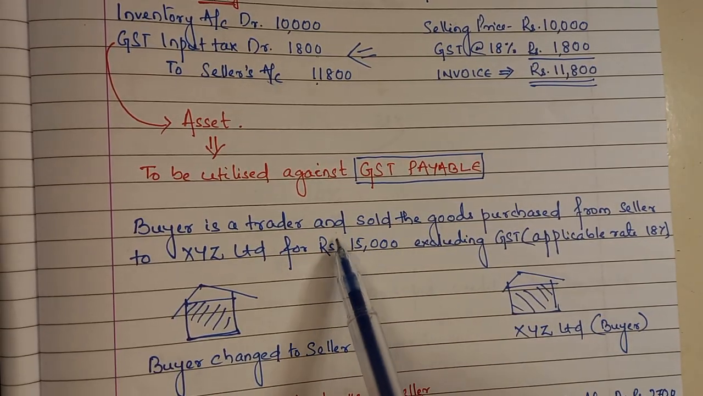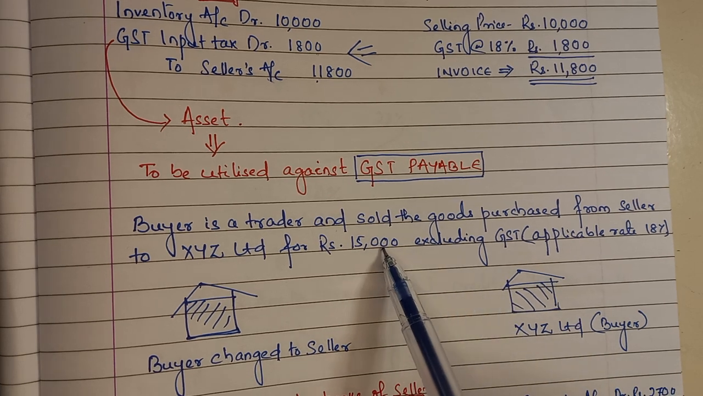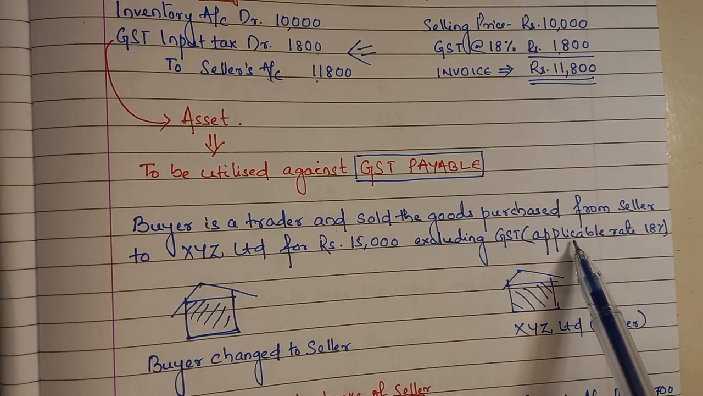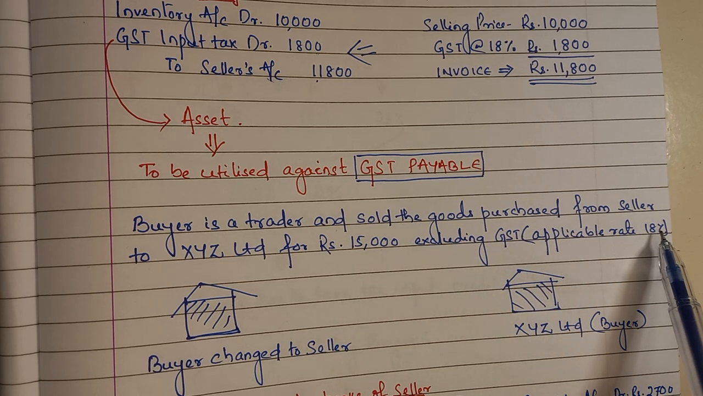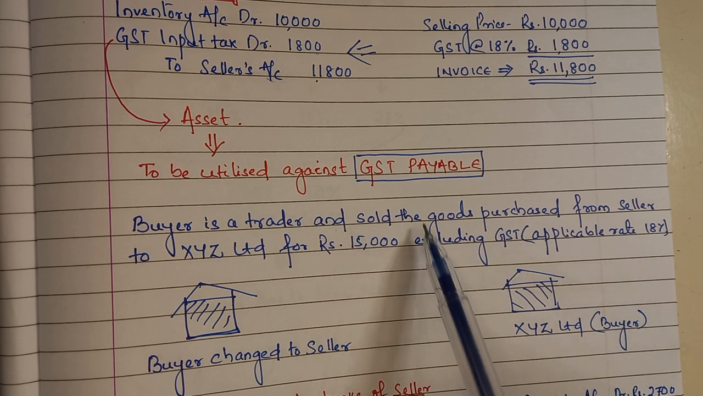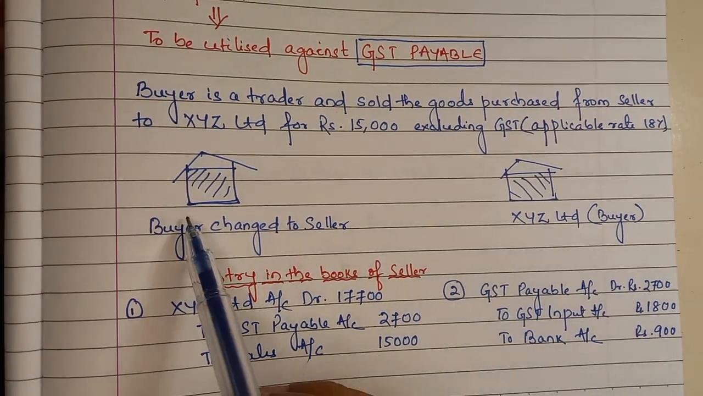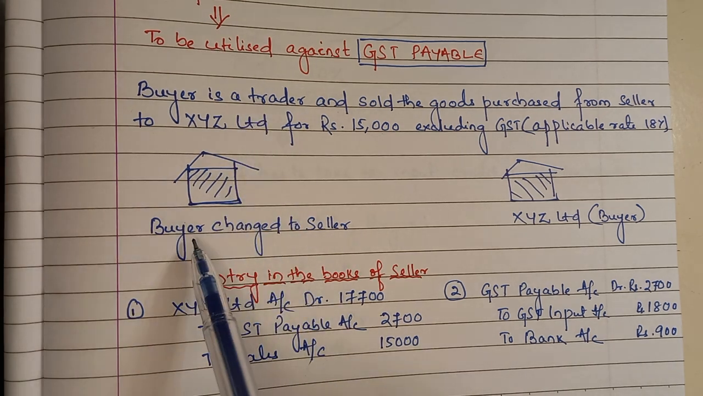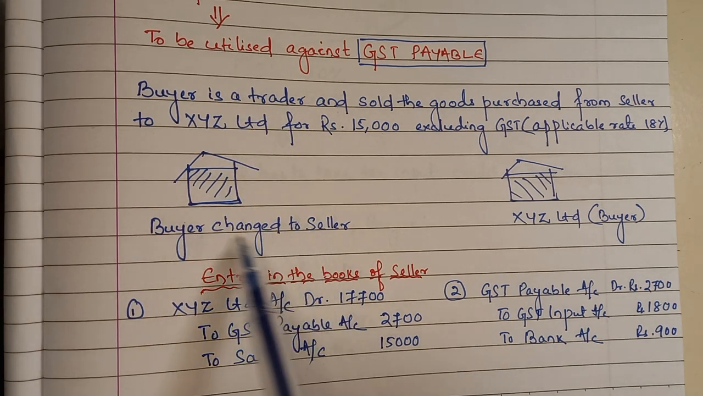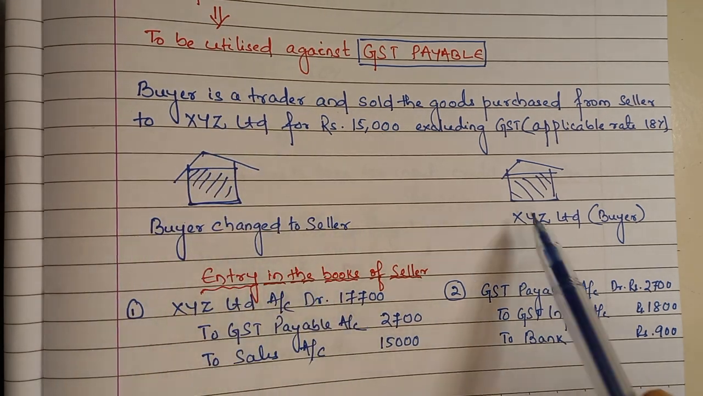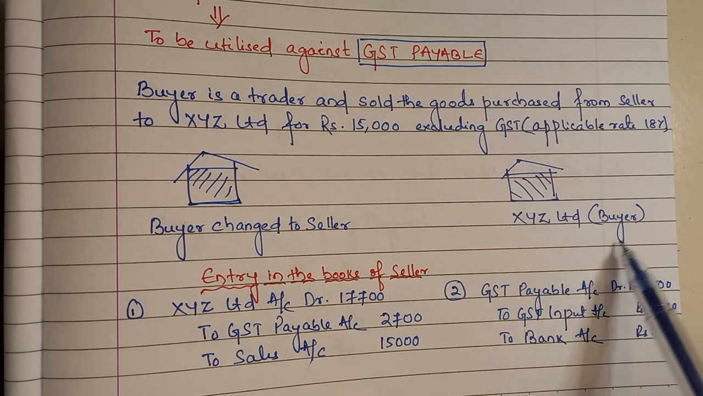Correct? So making a profit of 5,000. So this 15,000 is excluding GST and the applicable rate is 18%. For example, the GST on this product is 18%. Okay. Now in this scenario, what is happening? The buyer in the previous example changed to the seller. Now he is taking the role of the seller and XYZ is the buyer here.